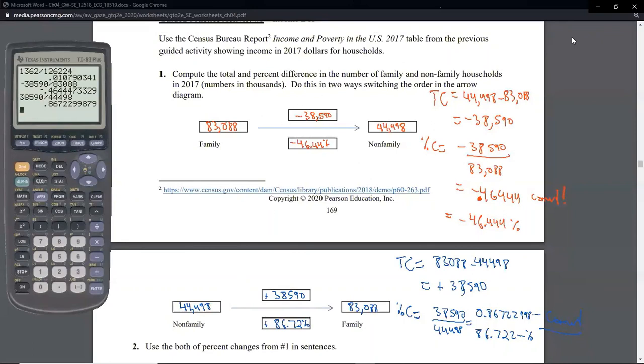But it's so fascinating because the total changes are really the same number, just opposite sign, 38,590, 38,590. One's positive, one's negative, because the total change is just a difference. But when you scale something to the original, the size of the original matters. When the original is bigger, it makes the percent change feel smaller. When the original is smaller, it makes the percent change feel bigger.